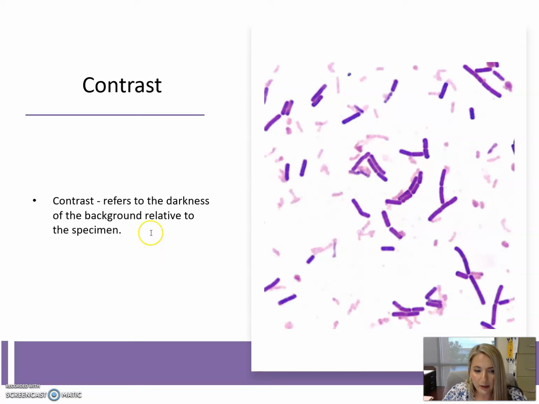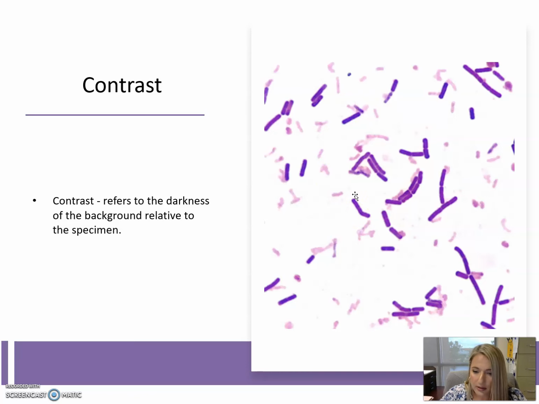And the last principle of microscopy is contrast. So contrast refers to the darkness of the background relative to the specimen. So ideally, we just want to have a substantial difference between the specimen and the background. So here the background is white, which is typical for using a clear microscope slide. And then the specimen or the bacteria are pink and purple, so they're colored different colors. But that allows us to achieve that contrast against a white background.